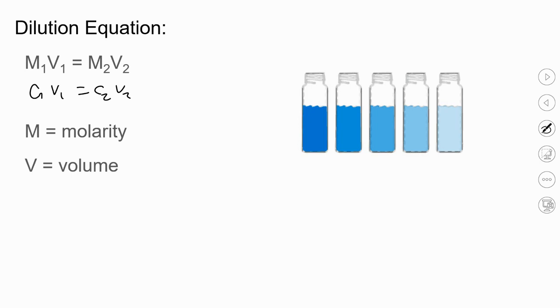So we're talking about the molarity times the volume. These are molarity 1 times volume 1 equals molarity 2 times volume 2. So if you can figure out which molarity you're starting with and which volume you're starting with, you can figure out either the molarity that you want to end up with or the volume that you need to start with for the end.